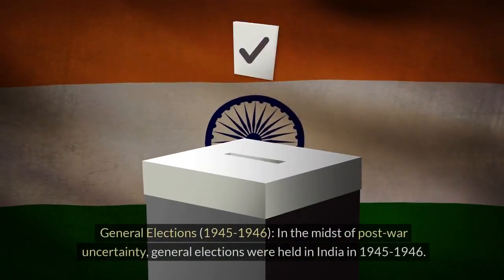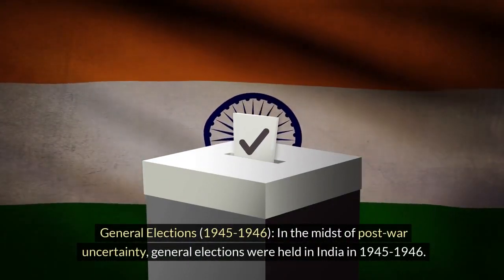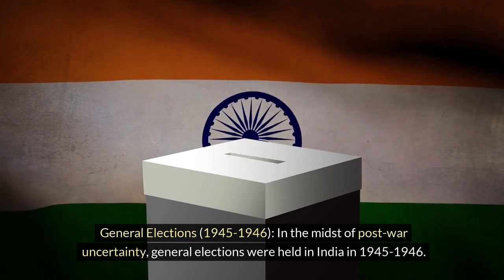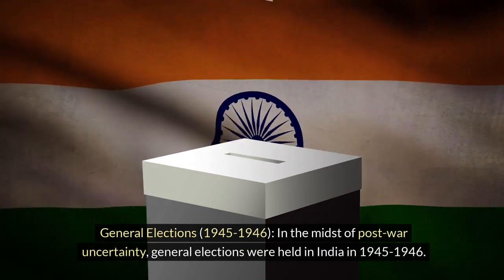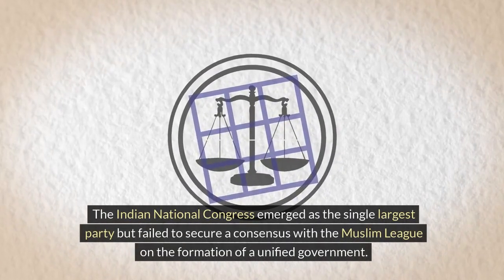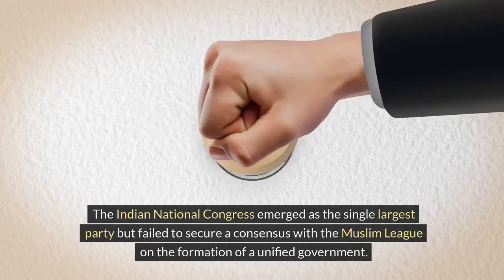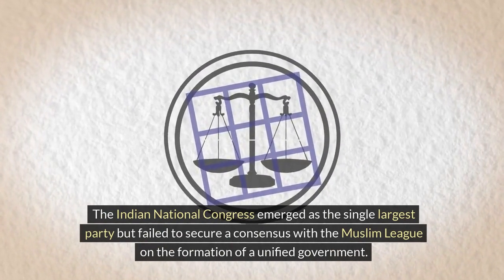5. General elections, 1945-1946. In the midst of post-war uncertainty, general elections were held in India in 1945-1946. The Indian National Congress emerged as the single largest party but failed to secure a consensus with the Muslim League on the formation of a unified government.